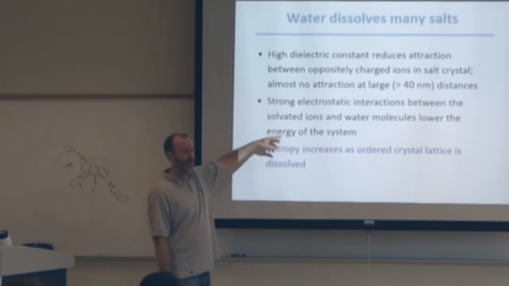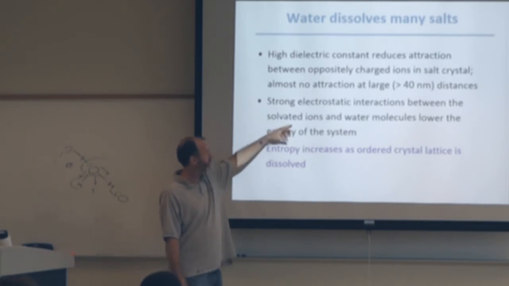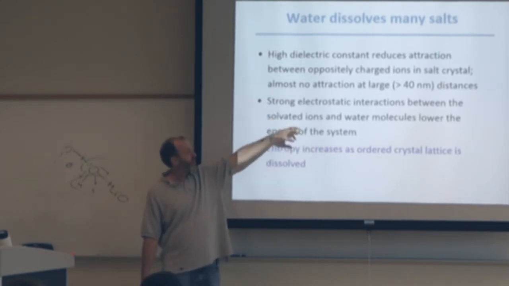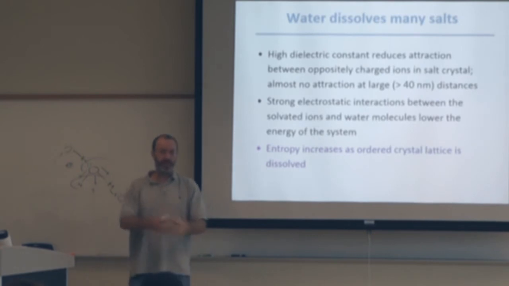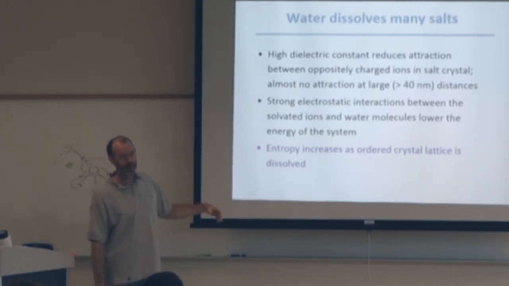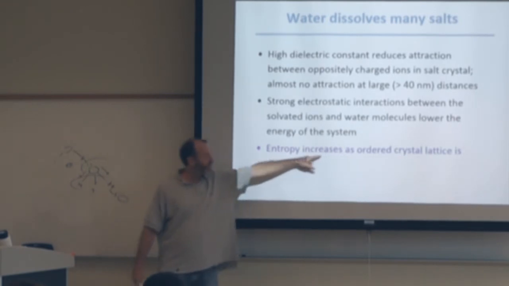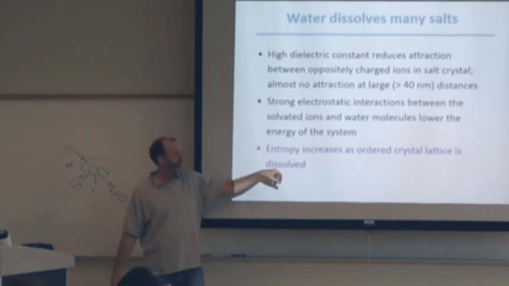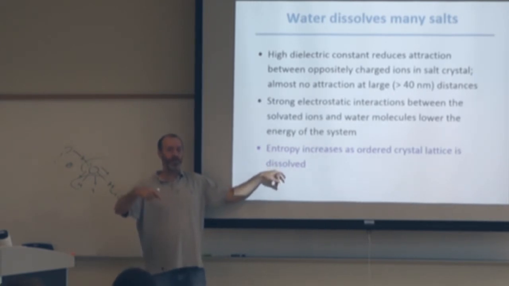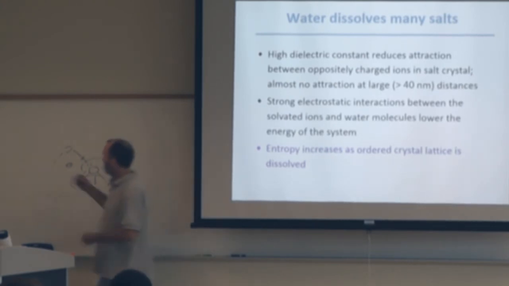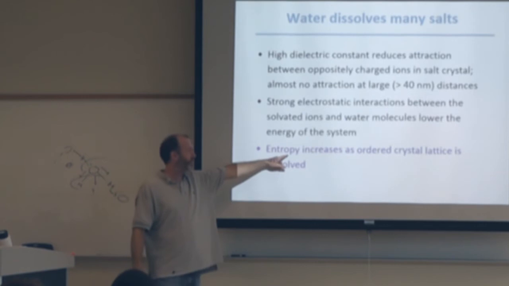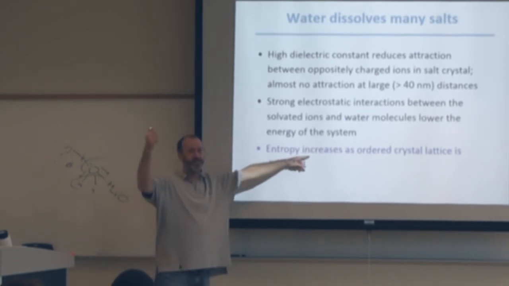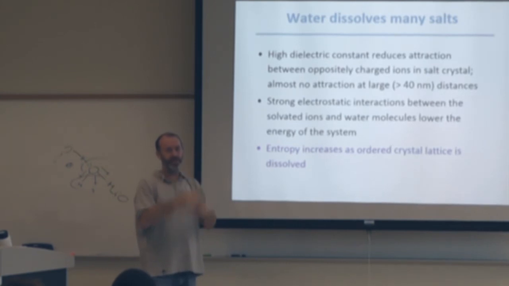So there are little competing things going on with the free energy, and those are the thermodynamics of dissolving salts. Strong electrostatic interactions between the solvated ions and the water molecules lower the energy of the system, because you're spreading out that charge, and so you're releasing some enthalpy. The entropy, though, increases as the ordered crystal lattice is dissolved, but at the same time, the entropy of the water is decreased, right? Because you have ordered water around those charges now. They're all going to be facing one direction or the other based on if it's a cation or an anion. But you get such a big entropy increase, because you've increased the disorder by taking apart that crystal lattice.